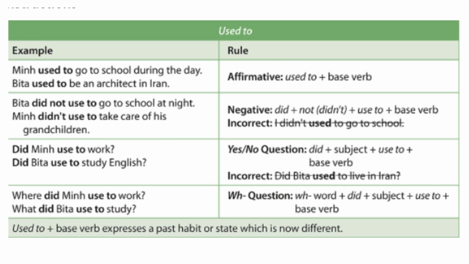Let's go over this rule called used to. In the past, men used to go to school during the day. This is affirmative. Beta used to be an architect in Iran. In a negative situation, we say, Beta did not used to go to school at night. Men didn't used to take care of his grandchildren. If we're asking a yes or no question, we ask, did men used to go to work? Or did men used to work? Or did Beta used to study English? I will be explaining more in the following slides.